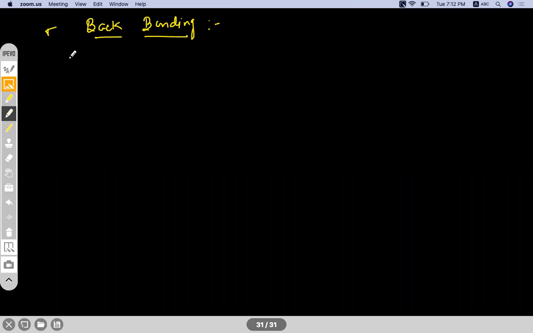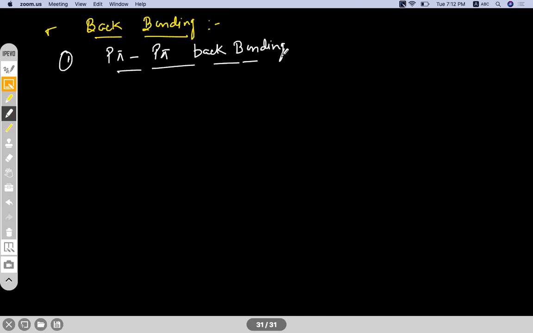See, the back bonding, we have two types of back bonding. The first one is p-pi back bonding. You write it down, this p-pi back bonding. I'll explain why it is called p-pi back bonding. You'll understand it. Okay. First, we'll see this example here. p-pi back bonding is what?